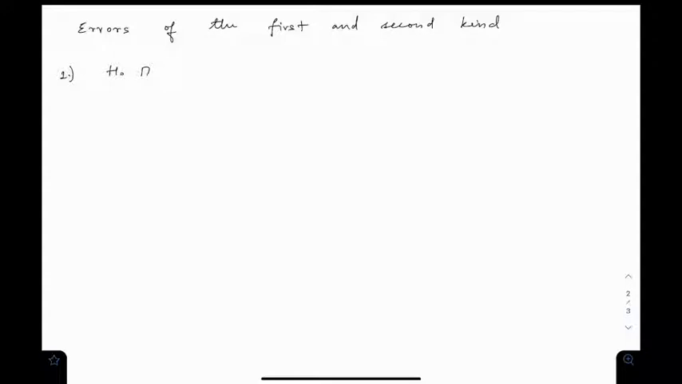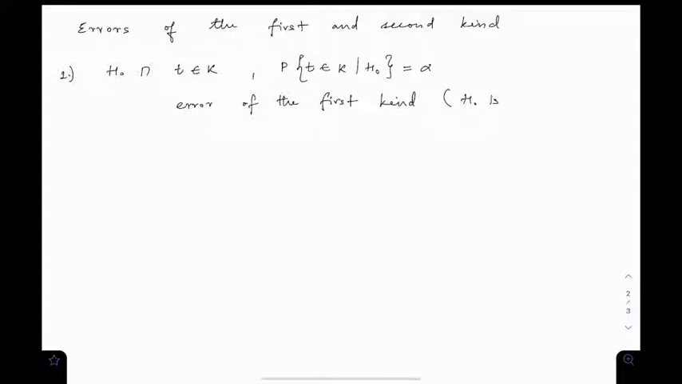So the first one is that we're looking at an intersection of H0 and t belongs to K. The probability of t lying in the critical region given H0 is alpha, and this is what defines the error of the first kind. Which basically means H0 is true, but it gets rejected.